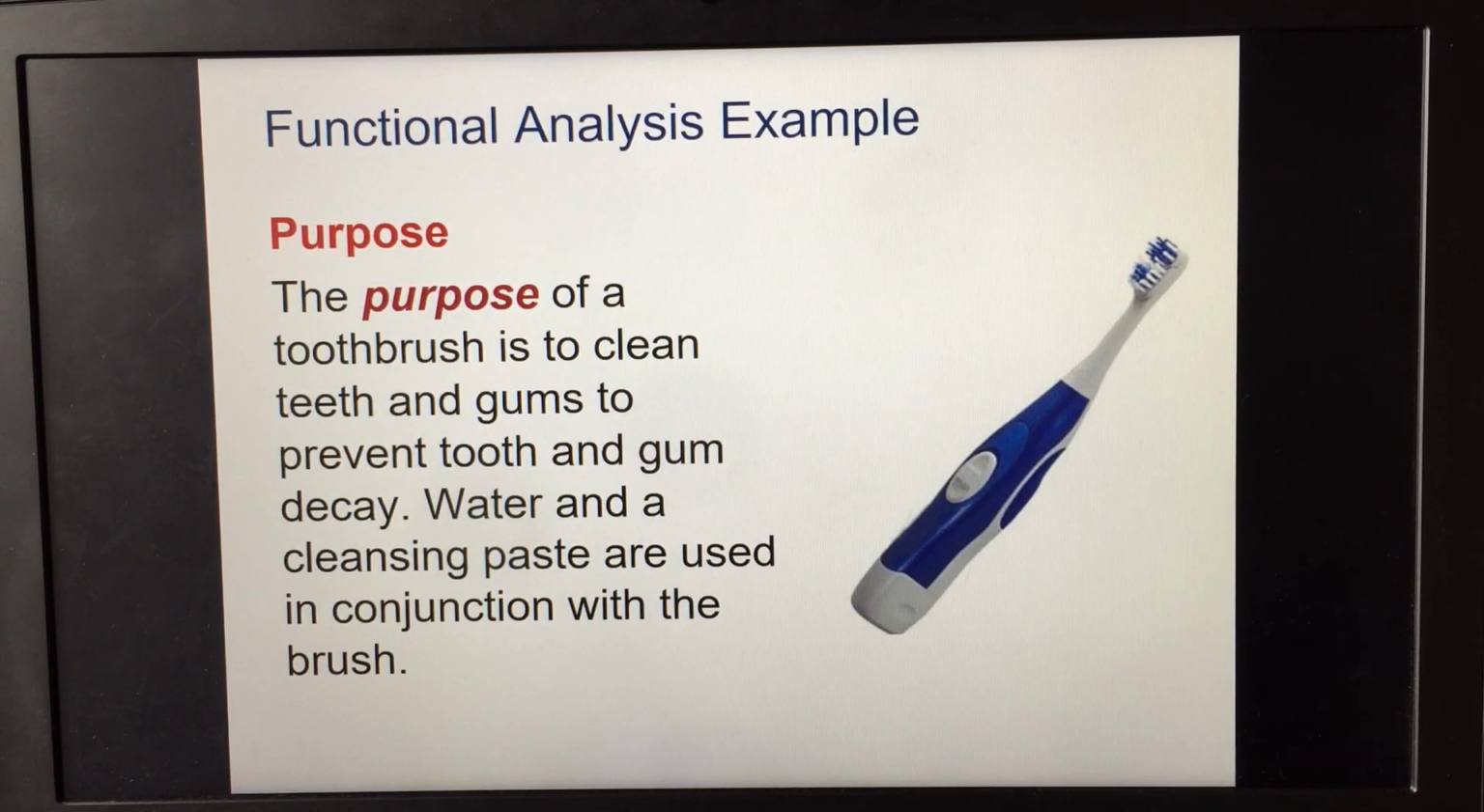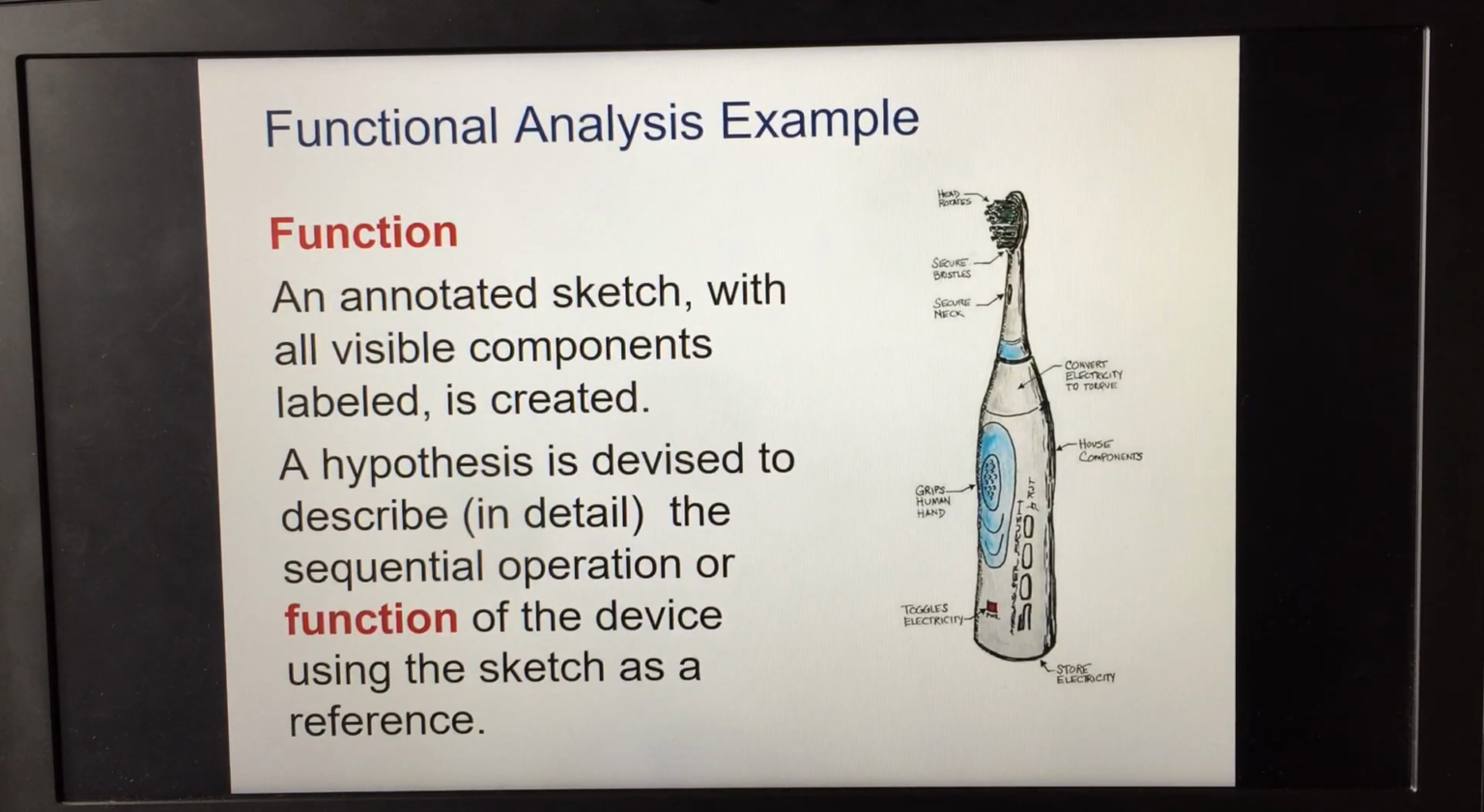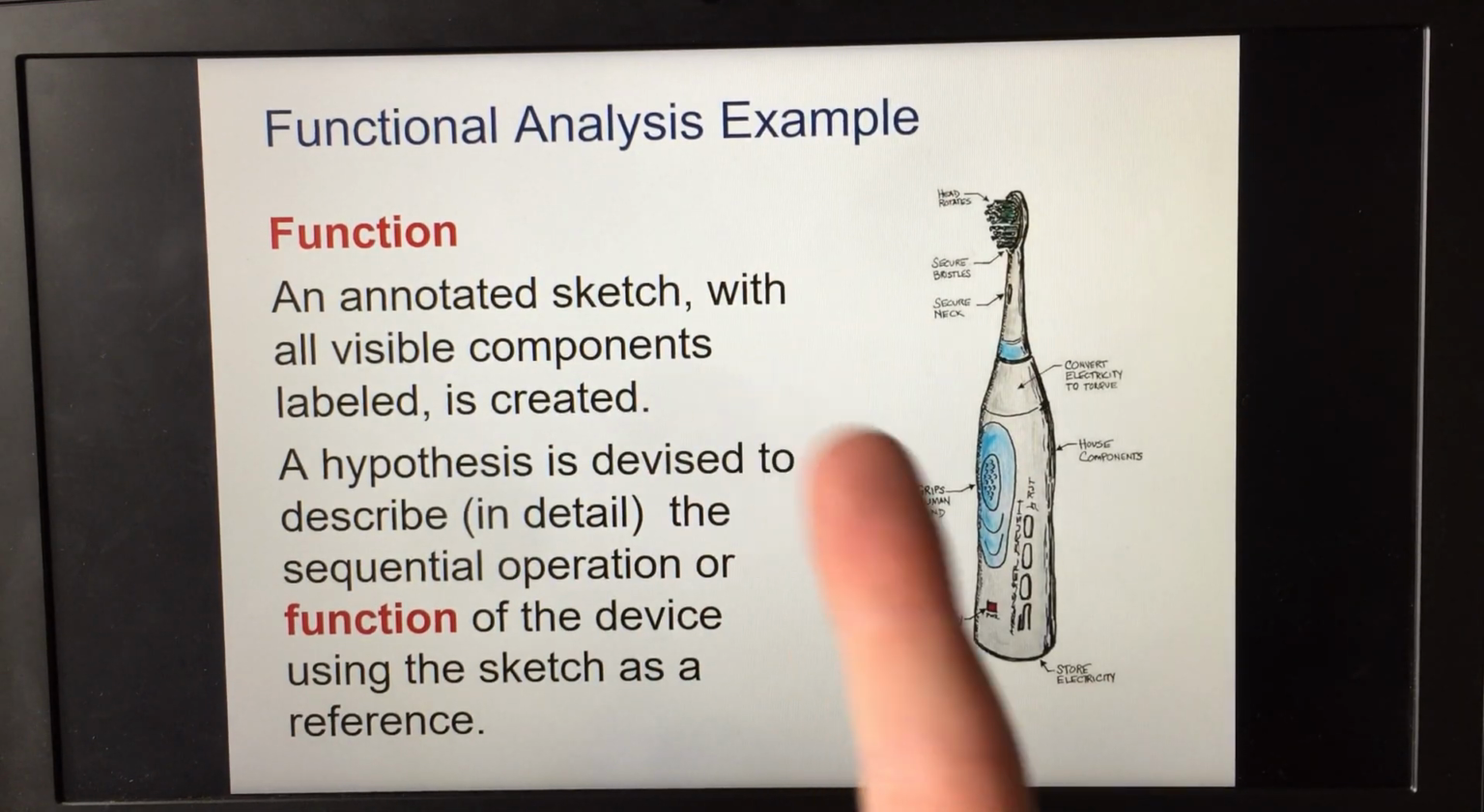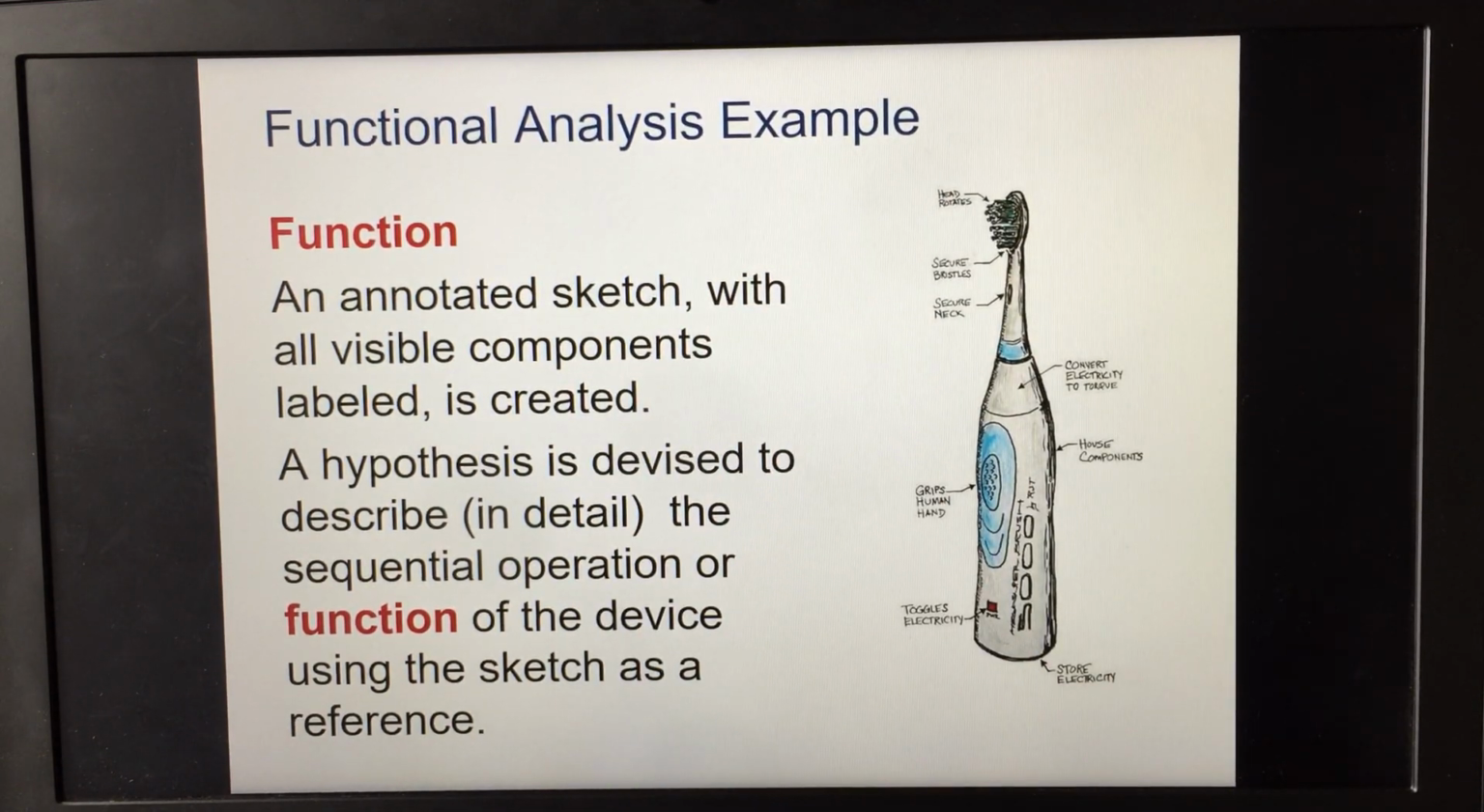So for example, if we were to do a functional analysis on a toothbrush, the purpose of a toothbrush is to clean teeth and gums to prevent tooth and gum decay. Water and a cleansing paste are used in conjunction with the brush. This is a very generic functional analysis of a toothbrush. Okay, and then you have an annotated sketch. So in your functional analysis, you will first identify what is the purpose of the toothbrush.